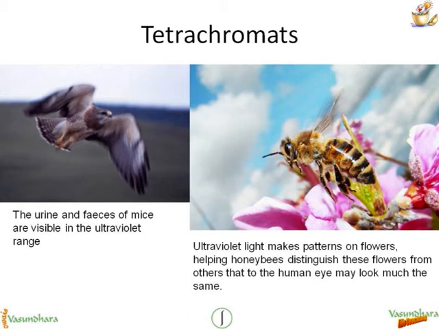Similarly, insects, most of them are tetrachromats. Why? Because ultraviolet light makes patterns on flowers, helping honeybees, for example, distinguish these flowers from others that to the human eye may look much the same. So the flowers look much, much more beautiful to bees than they do to us. Beauty lies in the eye of the beholder.